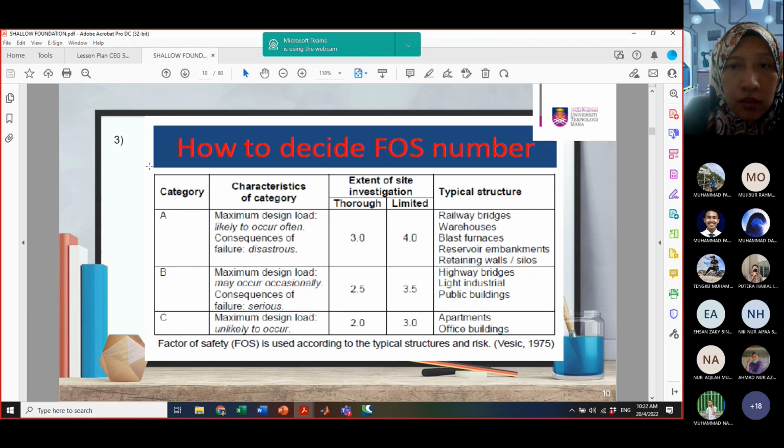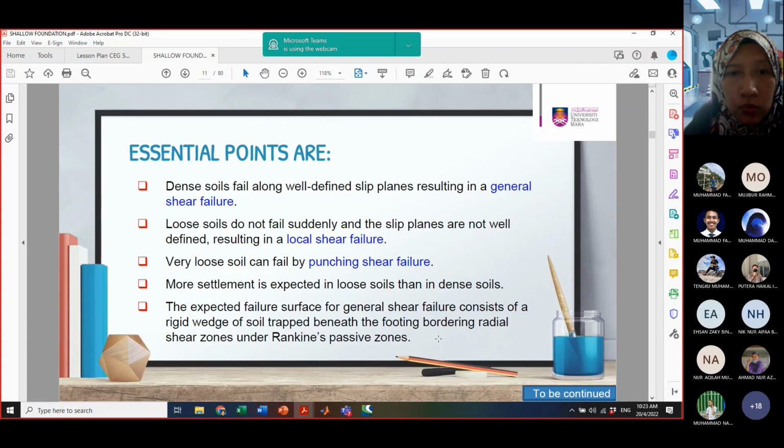Okay, how to decide the FOS number? These are some suggestions for what safety structure to use for a certain FOS value. You may need some time to go through this, but most practice uses FOS from 2.5 to 3. Somehow it can be used as a 2.